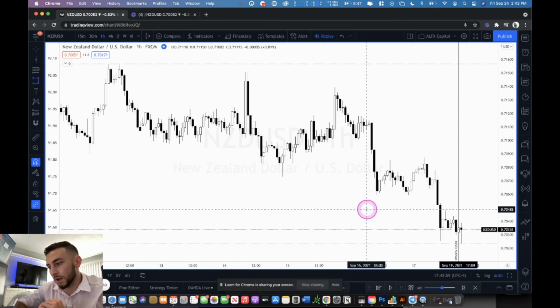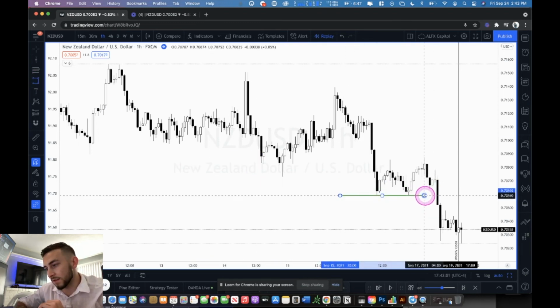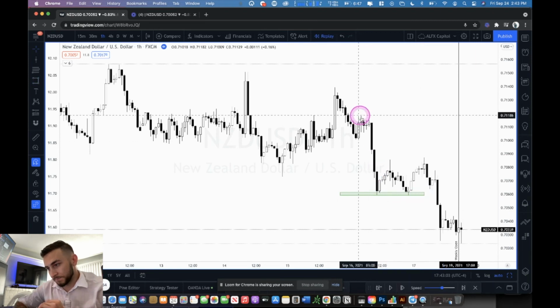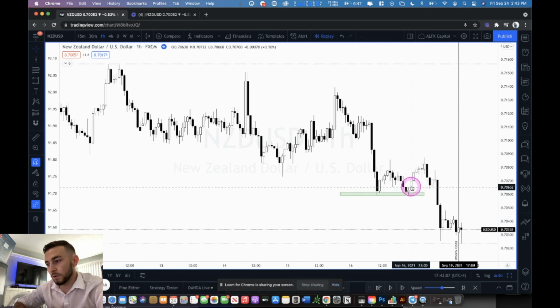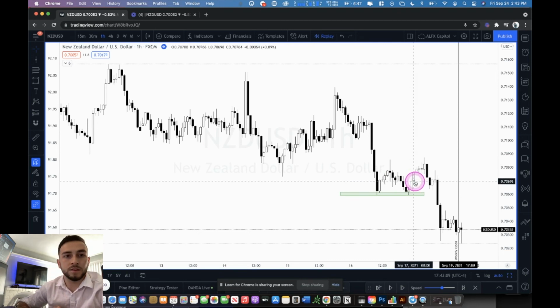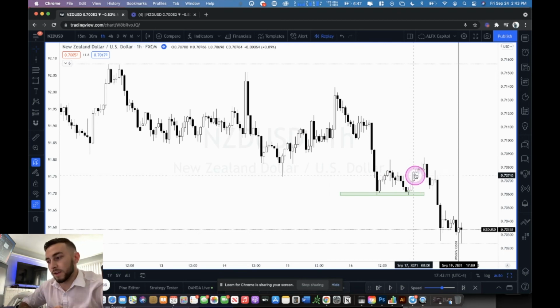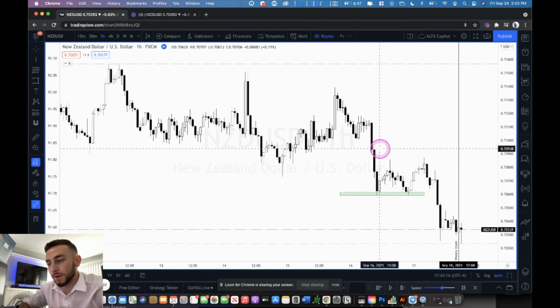So as a retail investor, using this as an example, price came down, found some kind of support, retested support, close of this candle. This is your buy entry signal. And then you'd probably target the high, TP1, maybe go up here.